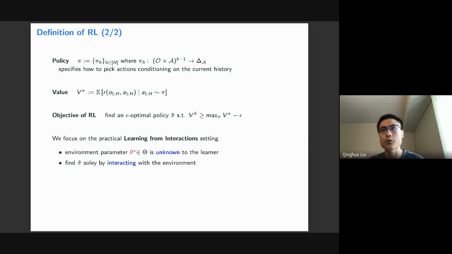In this talk, we will focus on the practical learning from interaction setting. So we will assume the environment parameter, theta star, is unknown to the learner. We want to find a good policy pi hat solely by interacting with the environment. In other words, we don't assume access to any simulator. And to simplify the presentation, in this talk, we will assume the reward function R is known to the learner.